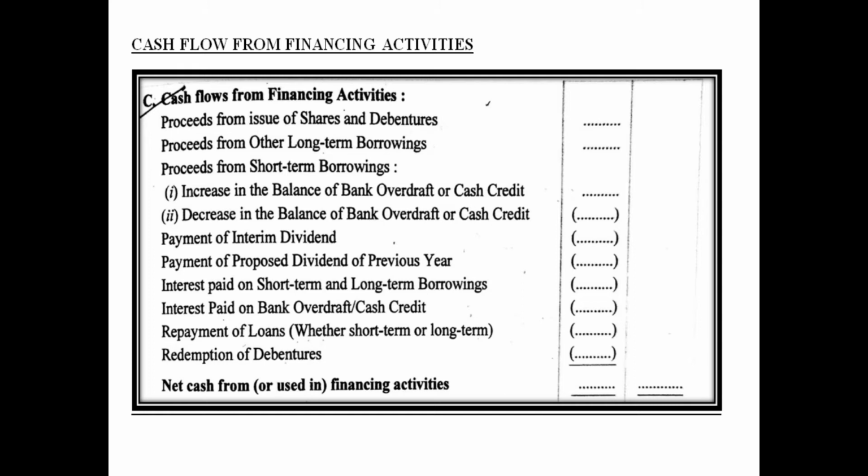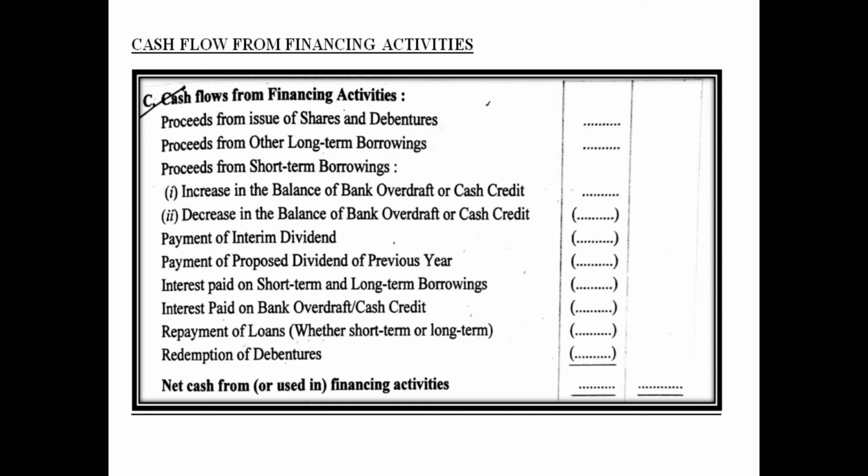Then after that, any interim dividend paid or any proposed dividend which was proposed in the previous year, because it was proposed in the previous year, it must have been paid in the current year. So any interim dividend paid during the year or any proposed dividend of the previous year, any interest paid on short term or the long term borrowings, any interest paid on bank overdraft or cash credit, all these payments of dividends and interest will also be shown as a cash outflow because the company is paying it under the financing activity.